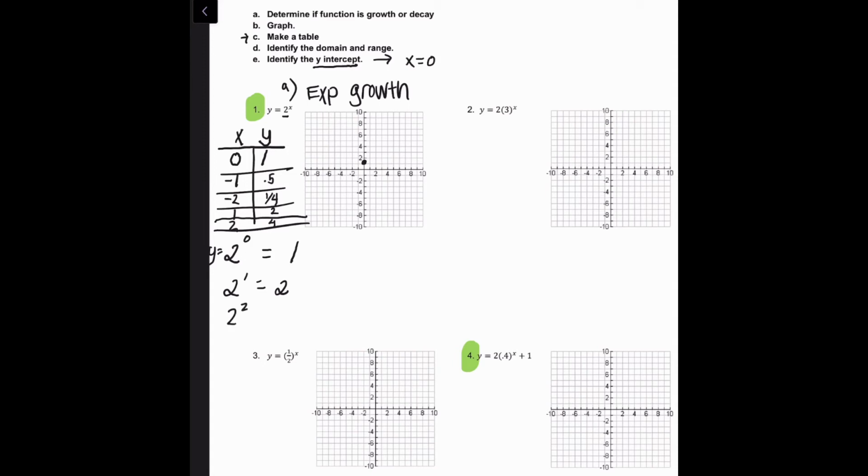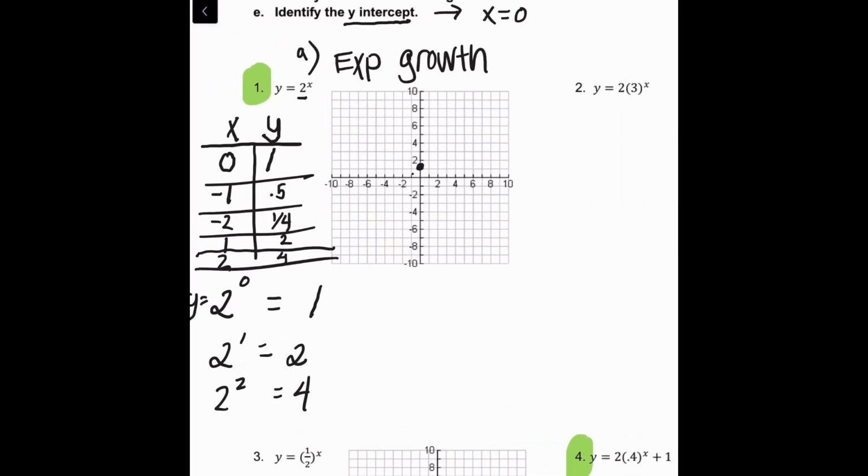2 to the power of 2 is 4. And we plot our points. It's going to be a little tough to do this because you're estimating. Try your best. Negative 1 comma 0.5 will fall right there. Negative 2 comma 1/4 will fall right below it. And 1 comma 2. And 2, 4. Now we know the shapes of these graphs.